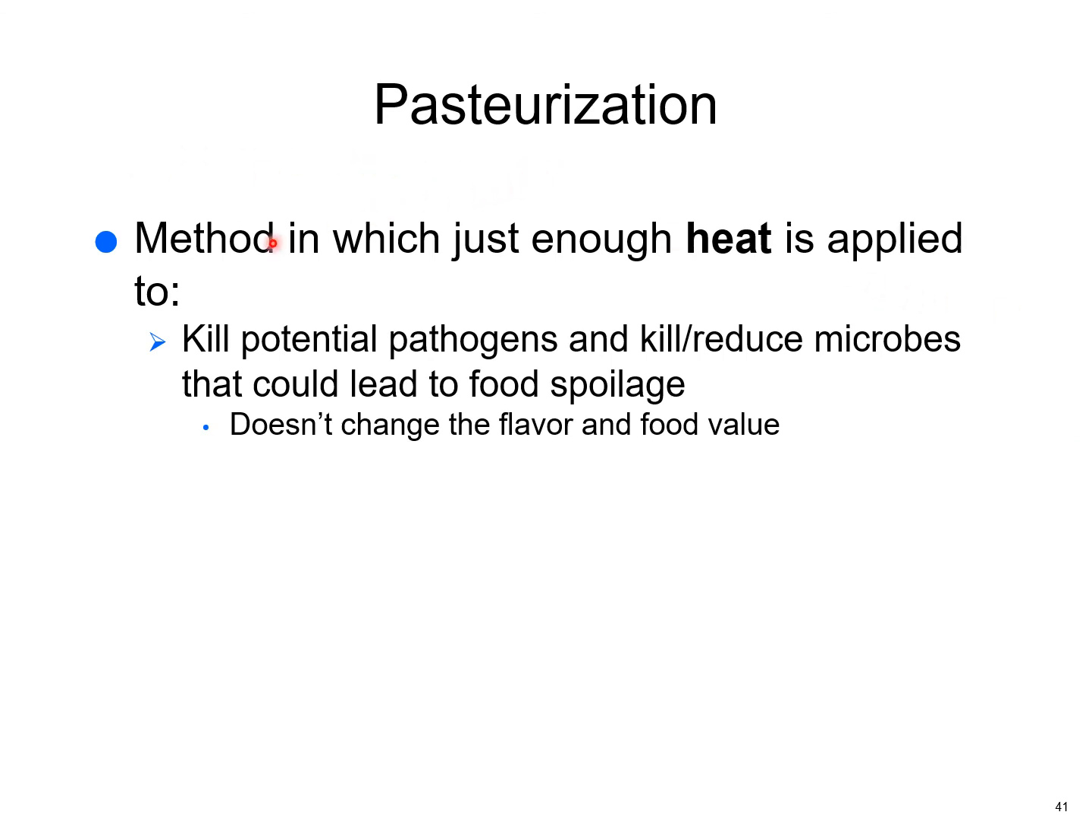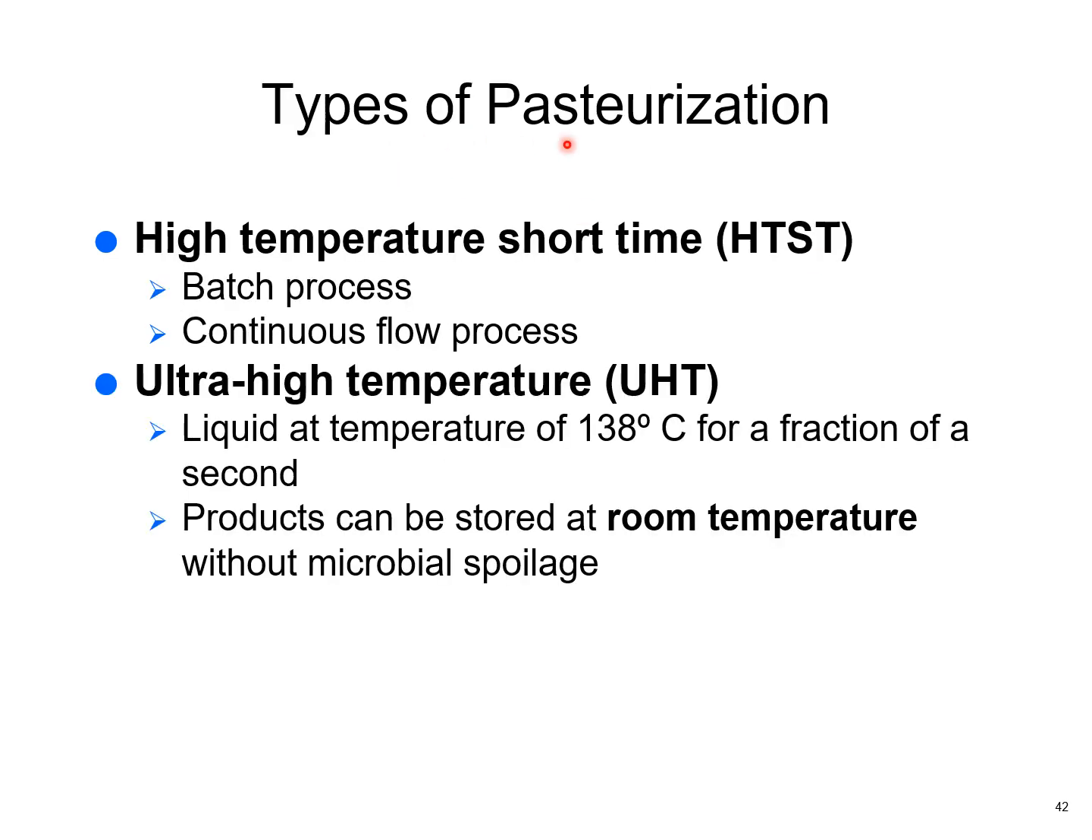Pasteurization, just enough heat to kill microbes that are going to cause the food to spoil without destroying the flavor and food value. Just under boiling. But if you don't keep those refrigerated, milk for instance, it's going to still spoil. Types of pasteurization: high temperature, short time. This is a batch process or a continuous flow process. It may run through a thing that processes just a column of milk and dumps it into the truck.